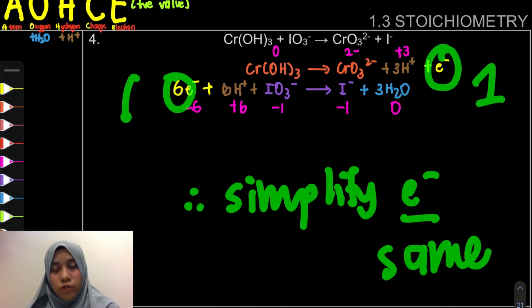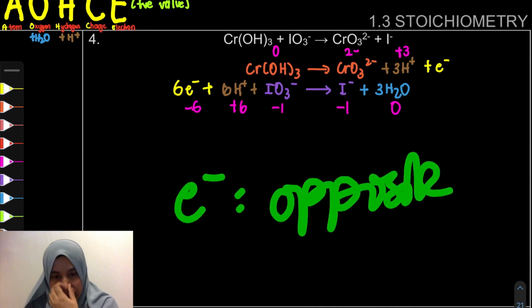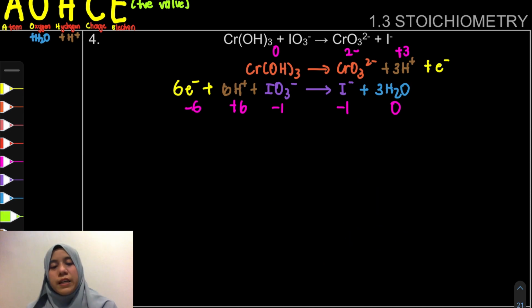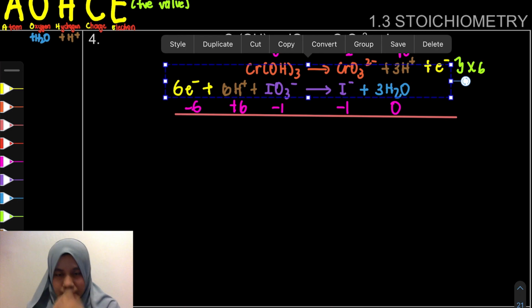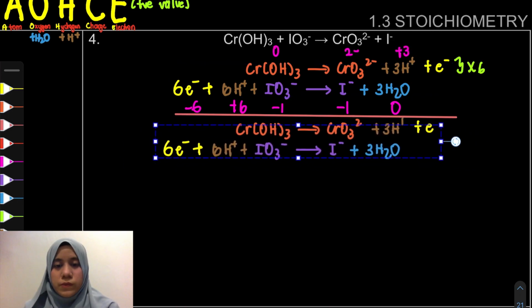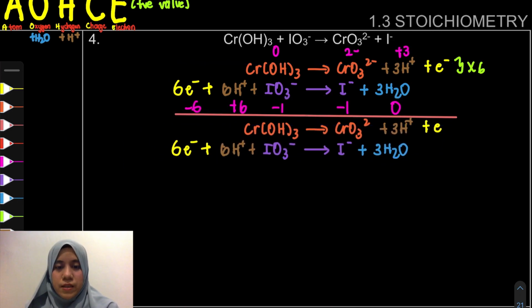Make sure the electron is the same. But in this case it is not the same value. The electron must be on the opposite side. So we multiply by 6, just to make sure the number of electrons is the same so that we can simplify. This one must be copied and pasted. Then times 6. So this becomes 6 CrOH3, 6 CrO2 minus. Then we have this times 6, 18 H+, plus 6 electrons.